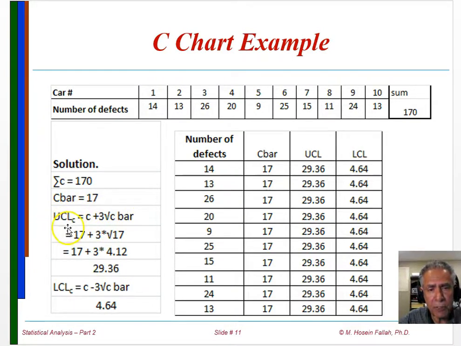So my control limits: the upper control limit is C bar plus 3 square root of C bar. This is missing a bar. That will be 17 plus 3 times the square root of 17, which ends up being 29.36. That's the upper control limit for the defects we're measuring in the car. And the lower control limit will be C bar minus 3 square root of C bar, and that would be 4.64. So here, in the vertical column, I put all those defects per unit.